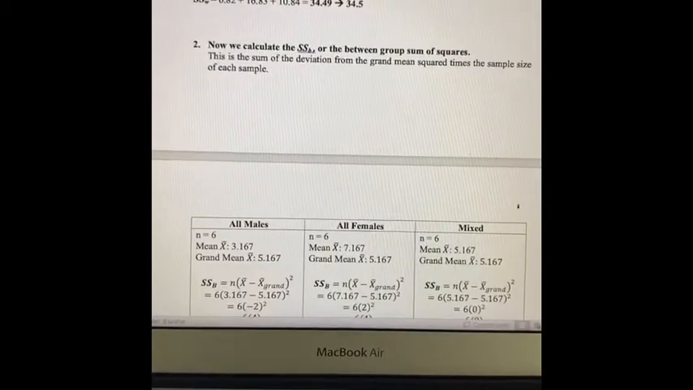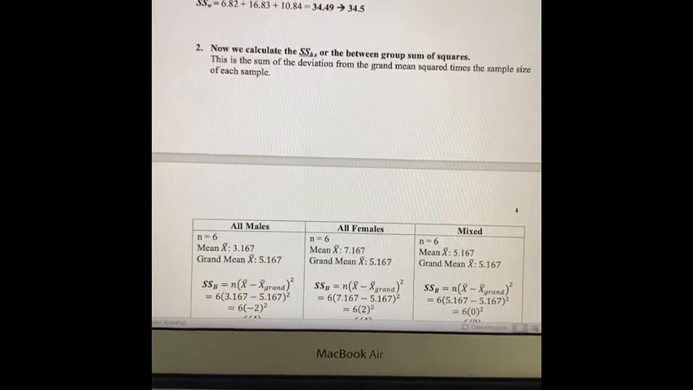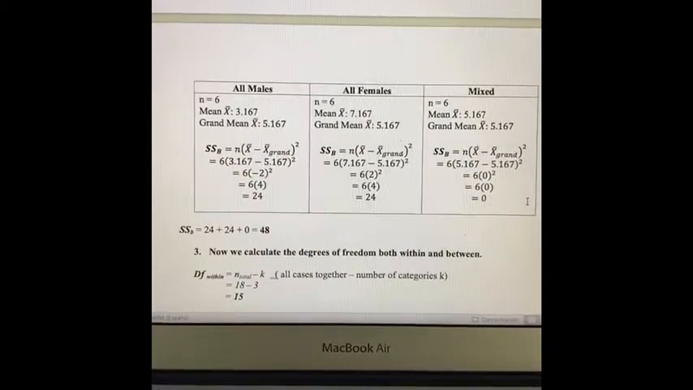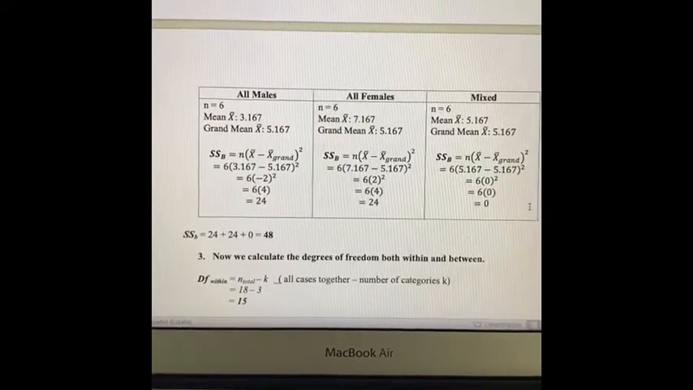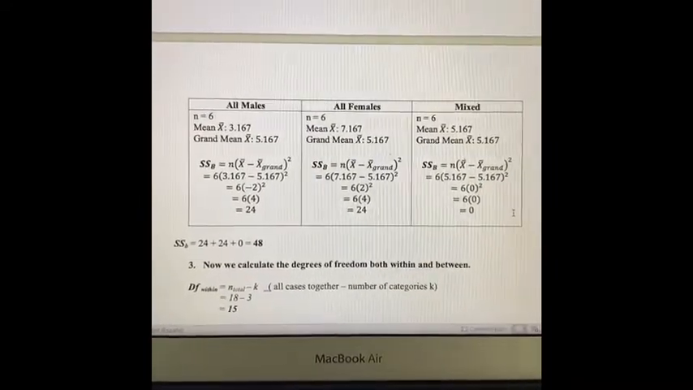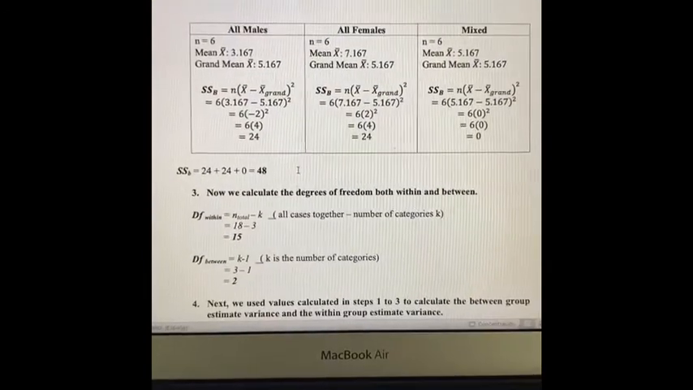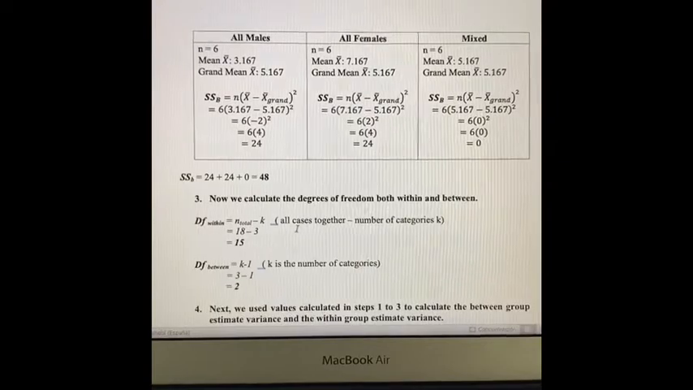After that, we need to find the sum of squares between. So we need to find the difference of each group's mean minus the grand mean, squared, times the sample size. And then we add them, and we see that the sum of squares between is equal to 48.